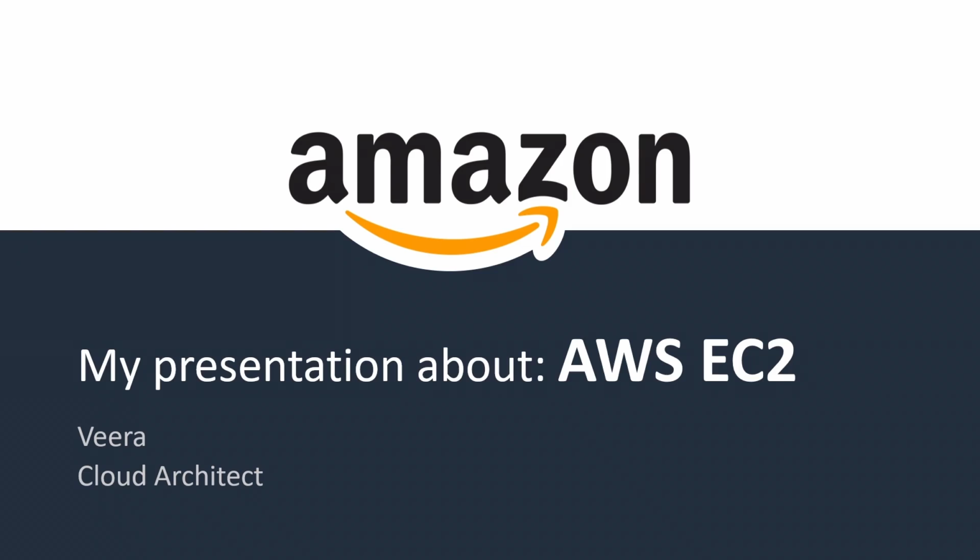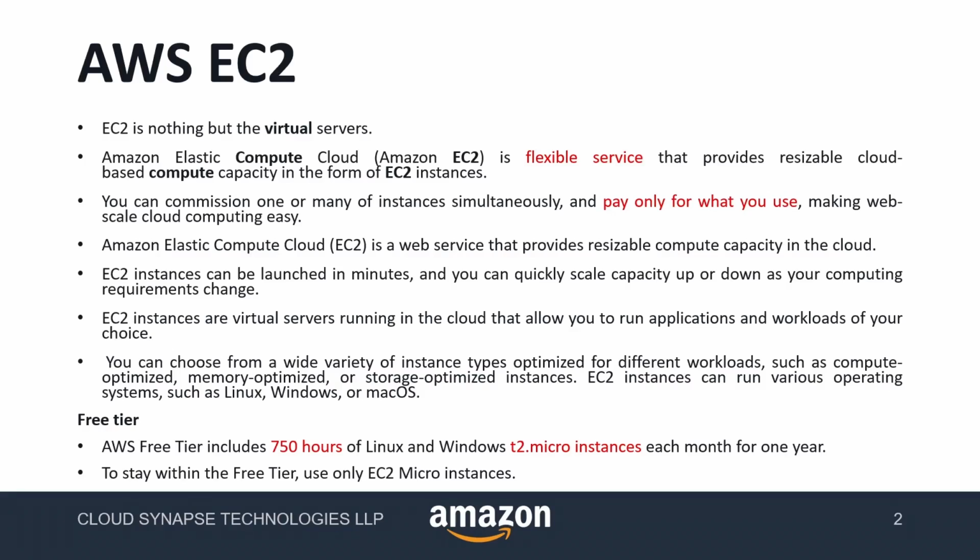Today we are going to see AWS EC2. EC2 stands for Elastic Compute Cloud. It is also known as virtual machines, or we can say virtual servers. Elastic Compute Cloud is a flexible service that provides resizable cloud-based compute capacity in the form of EC2 instances, and we can commission instances simultaneously with pay-as-you-go pricing. We only pay for what we have used.